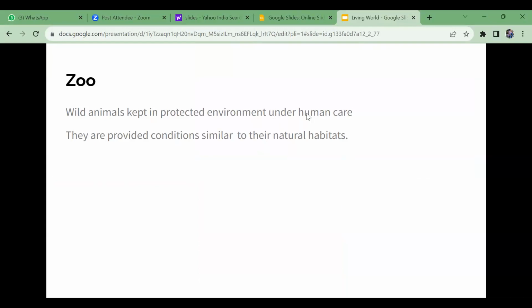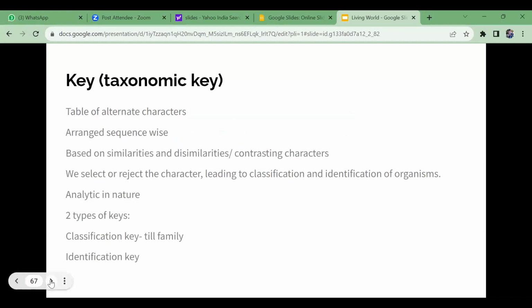We give them their natural habitat, like if it's a tiger, we make a den, a pond, some required trees. If it is an ape or a monkey and all, we give them special trees, whatever they require. So we are mimicking the natural habitat, but it is completely human, man-made.